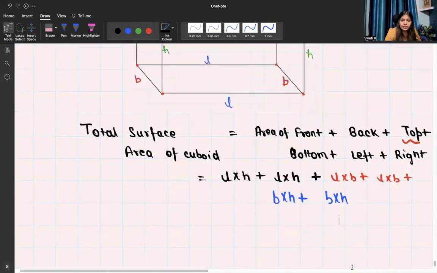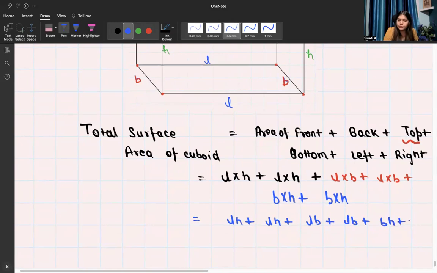Now, in simple words, we can just write L into H as LH. Again, L into H is LH. L into B we can write as LB, plus L into B again we can write as LB. And B into H we can write as BH plus BH. Now you can see that LH and LH is getting added 2 times, so I can write this as 2LH. I can write LB plus LB as 2LB, and BH plus BH as 2BH, right?